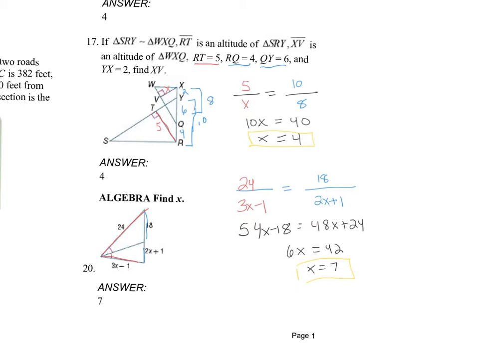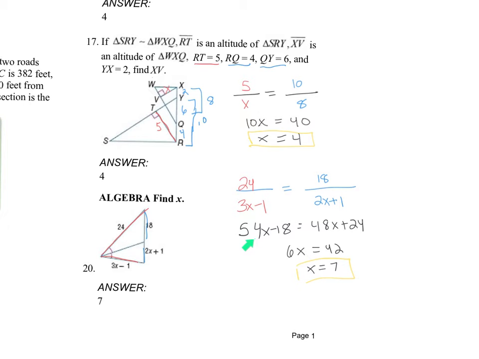Okay. All right, if we take a look at the next one here, we are told that we're looking for x, and so if we go with those proportional sides, you can see that the 24 is going to be proportional to the 3x minus 1. And so that's my first part of my proportion. And then that's going to equal 18 over 2x plus 1. That's my second part of the proportion.